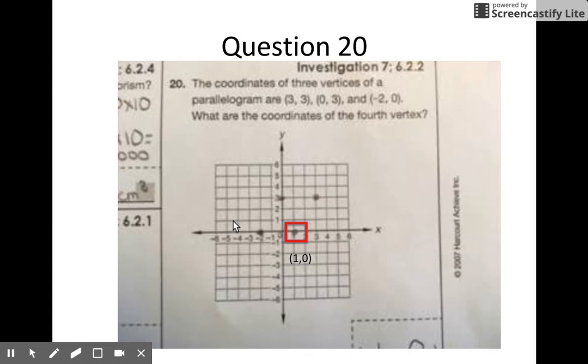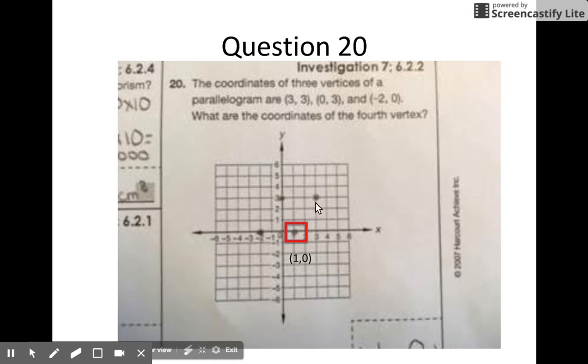Question 20. The coordinates of the 3 vertices in a parallelogram are (3, 3), (0, 3), and (-2, 0). What are the coordinates of the 4th vertex? So first I plot the 3 knowns. I go over 3, 1, 2, 3, and up 3, 1, 2, 3. (0, 3): I don't go left or right because 0 is x-axis. I just go up 3, 1, 2, 3. (-2, 0): I go over 2, 1, 2 to -2. I do not go up or down because my y value is 0.